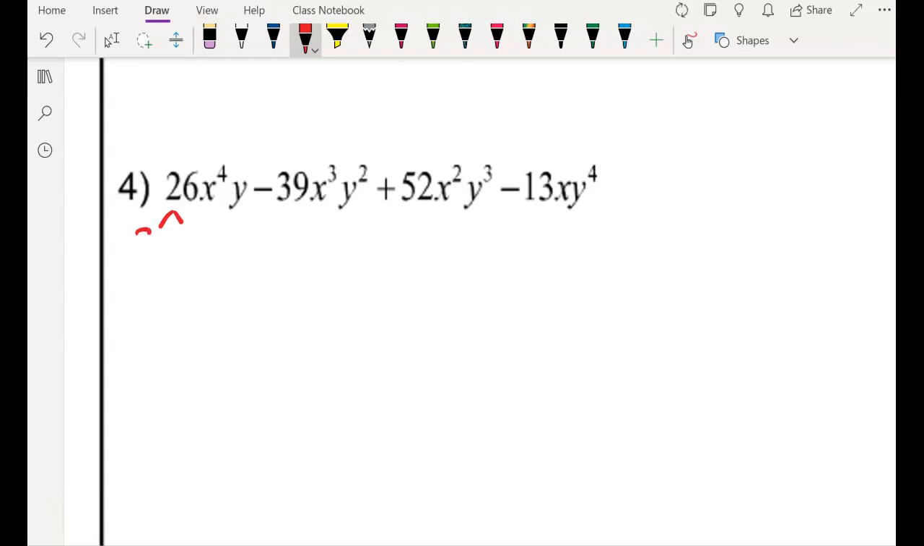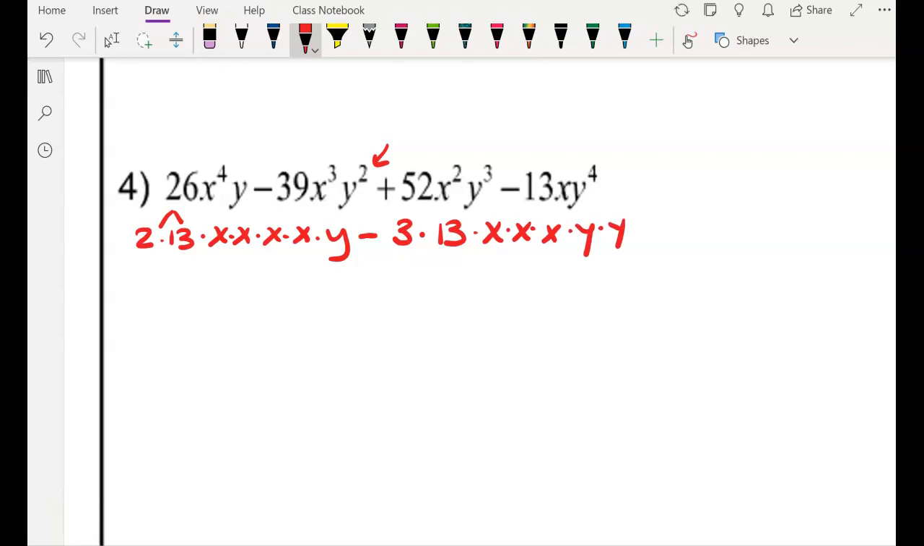26 is going to be 2 times 13. You have 4 x's here on that first one. Okay, so think about it like that, and you have one single y, so that's that first term. Then minus, it's just dropping the sign down. 39 is 3 times 13. And then you've got 3 x's, 1, 2, 3, because x to the third power. Then this is y squared, so that means you have 2 y's. And no, you don't need to write all of this out if you are really good with factoring the GCF.